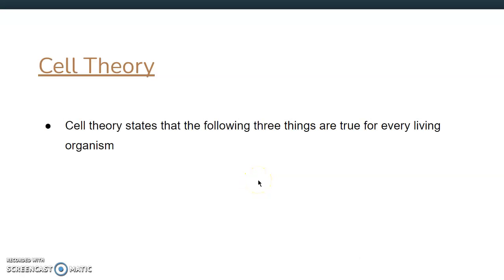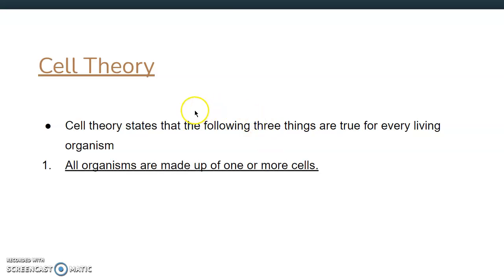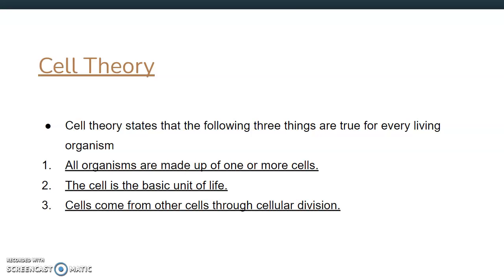So let's first talk about what cell theory is. It states that the following three things are true for every living thing. So cell theory states all organisms are made up of one or more cells. The cell is the basic unit of life, and all cells come from other cells through cellular division.